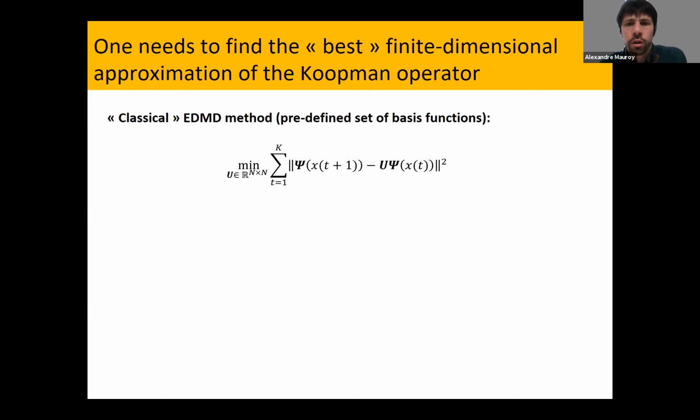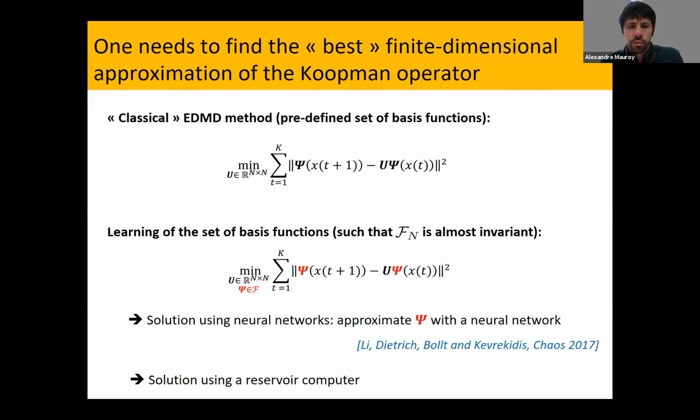Another way to do this would be to also think of learning the set of basis functions. So not only will we try to find the best Koopman matrix U, but also the best basis functions psi. So we optimize not only on U, but also on psi. But psi are typically in an infinite dimensional space because these are functions.